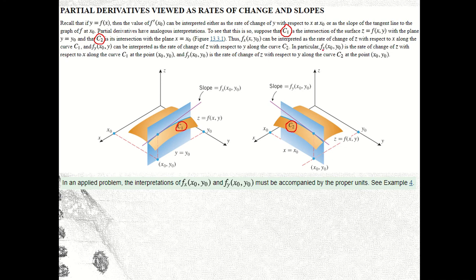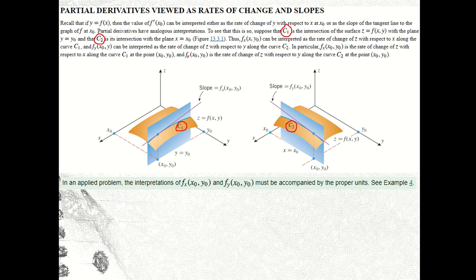In particular, the partial derivative of the function at a particular point with coordinates x sub 0 and y sub 0, with respect to x, is the rate of change of z with respect to x along the curve C1. Okay, this is our curve C1, the orange, at the point with coordinates x sub 0, y sub 0. So these are the coordinates, this is our point with these coordinates.